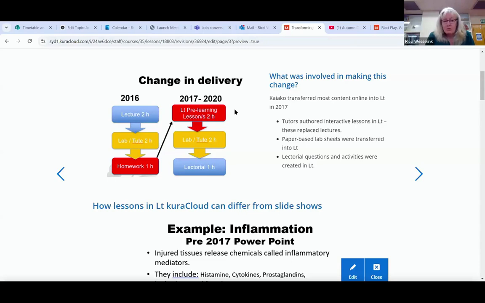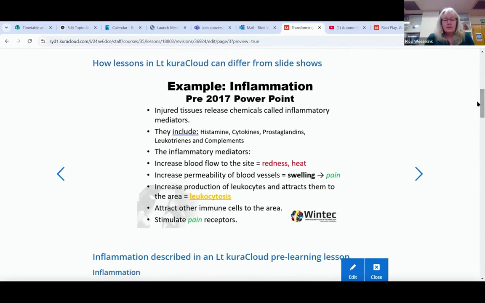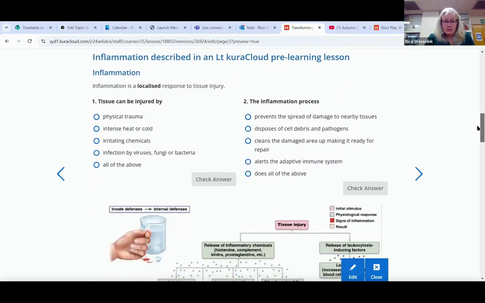There may be a lab, so we've got, I think, probably 4 or 5 labs per semester, and then there's extra questions that they can do in Kura Cloud after class if they'd like to. So this is just showing an example of what Kura Cloud can look like, or LT can look like compared to slides. This is an example of a slide about inflammation that we were using prior to 2017. And then this is what we transformed that into.